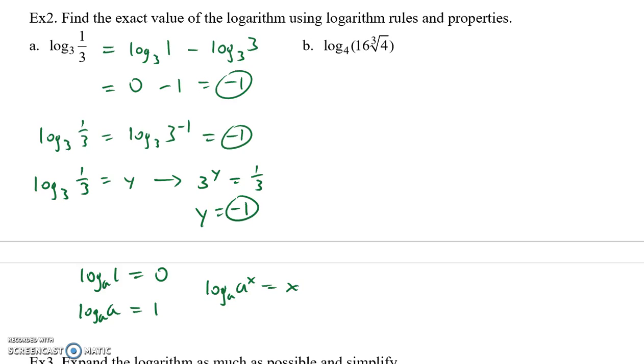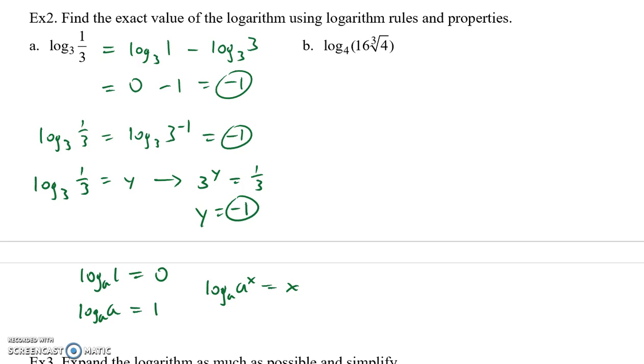We continue with the section 4.3 notes. We're currently in example 2, find the exact value of the logarithm using logarithm rules and properties. And we're ready for part B to evaluate log base 4 of 16 times the cube root of 4. Again, we're just trying to obtain some experience and practice using the various rules and properties of logarithms.